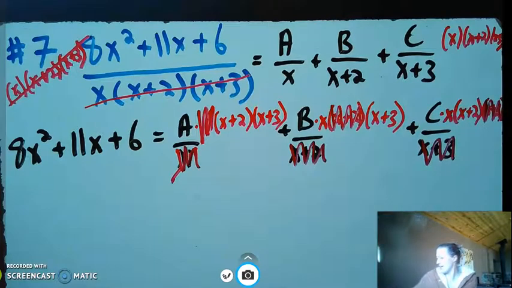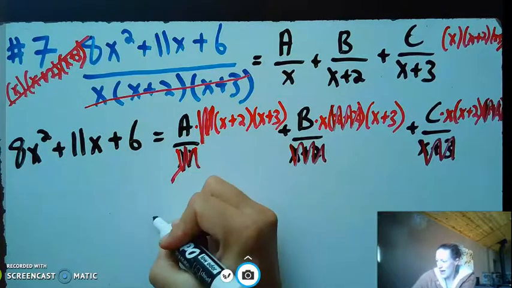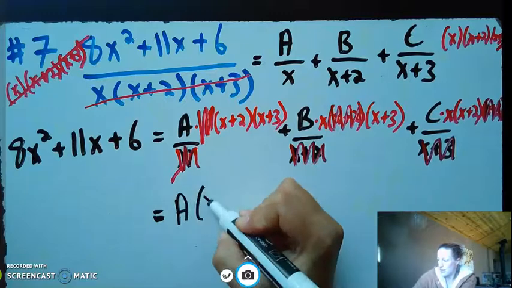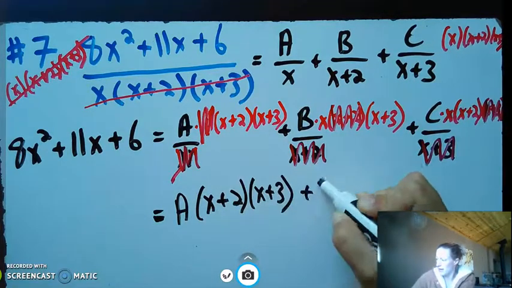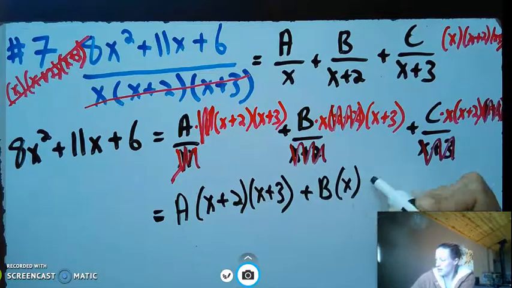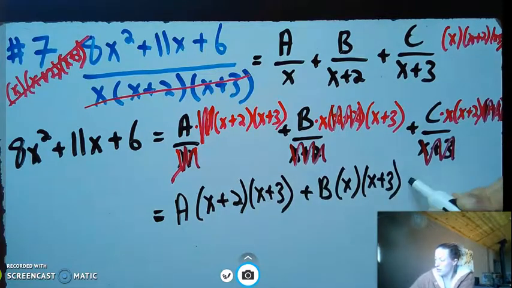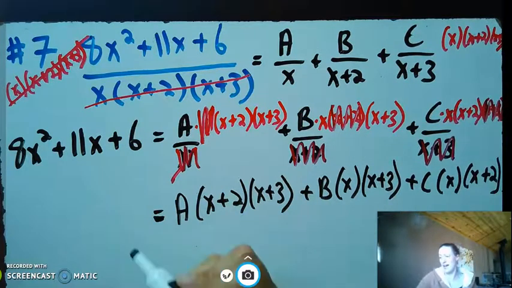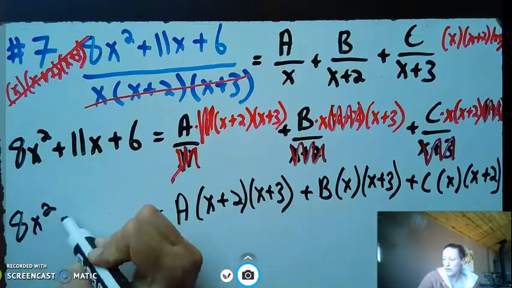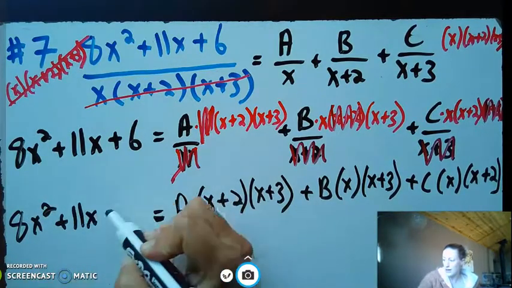And what we kind of have left is a times these two things plus b times these two things plus c times these two things. So they each kind of have left what they didn't have on the bottom before. And now what we're going to do is clean it all up.